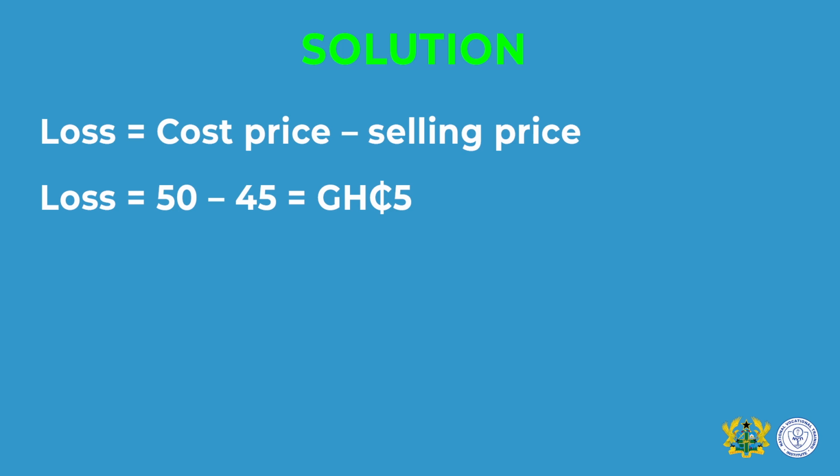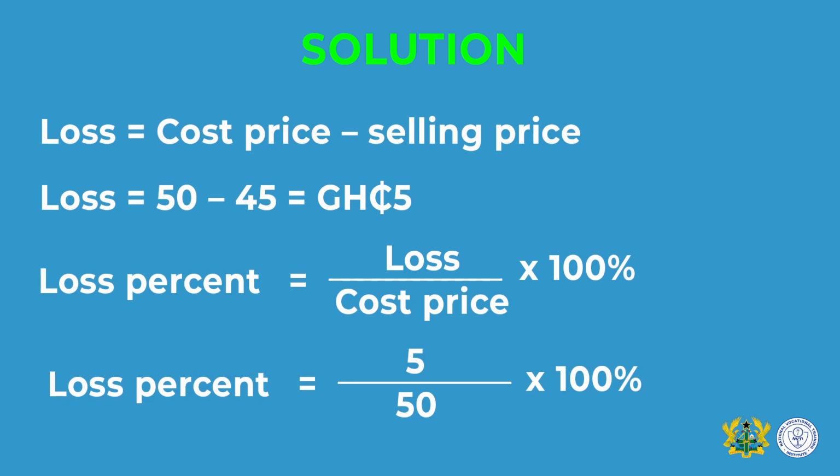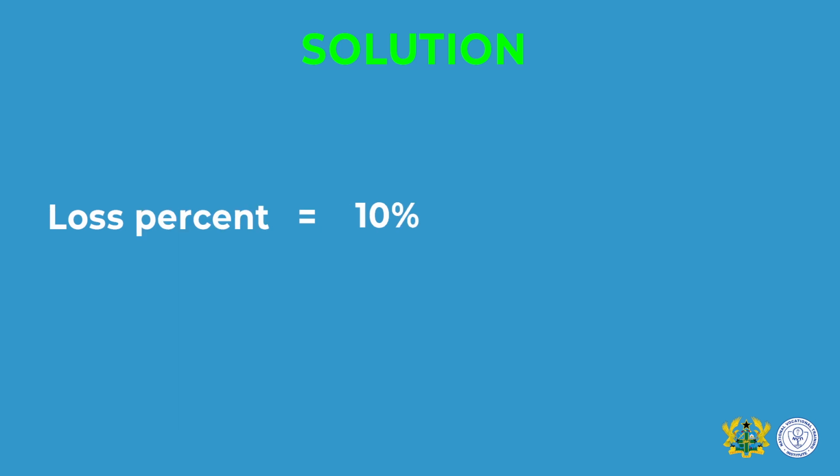As can be seen on the screen, we have our formula on the board, that is loss being equal to cost price minus selling price. And by substitution, our loss percent will be equal to 5 over 50 times 100%. And then that will give us 10% with the help of your calculator.